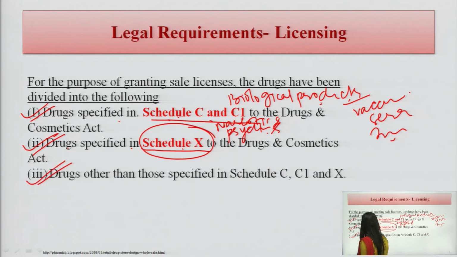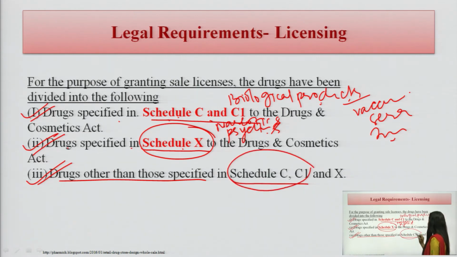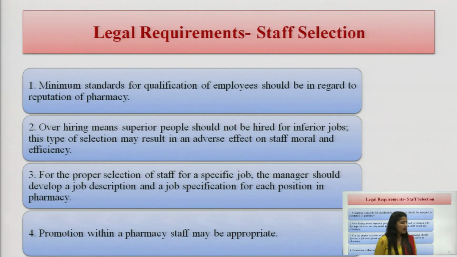Another is the license for the drugs other than those specified in schedule C, C1 and X. So, these are the categories under which the sale license is granted.